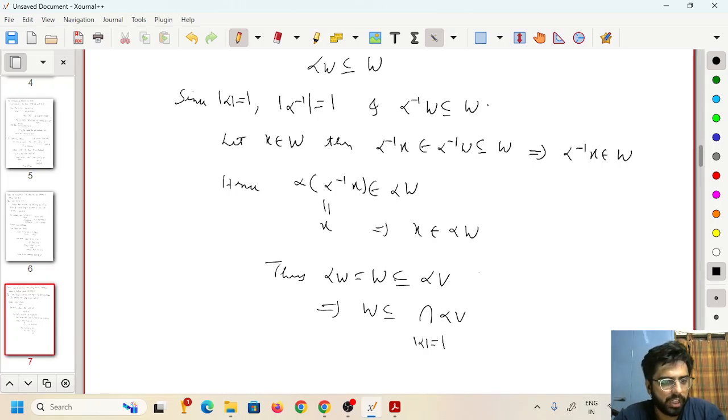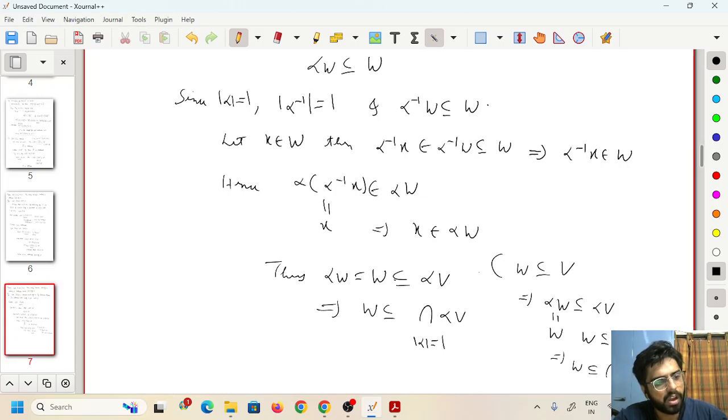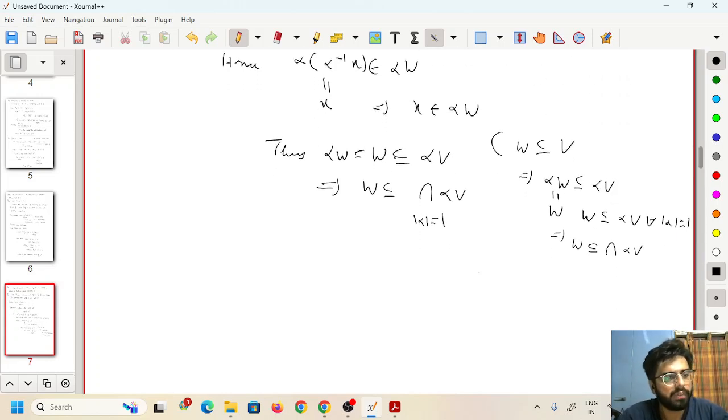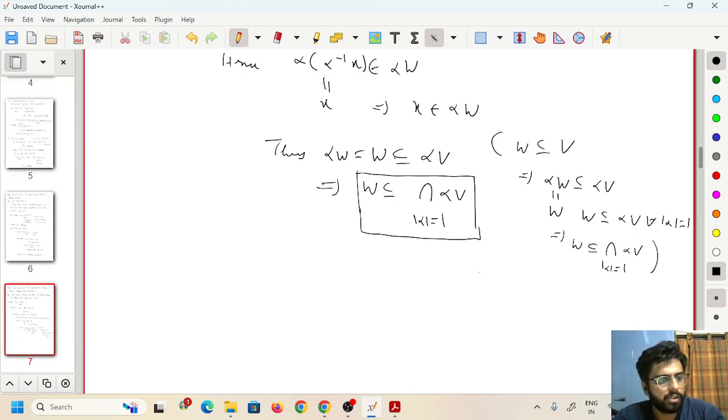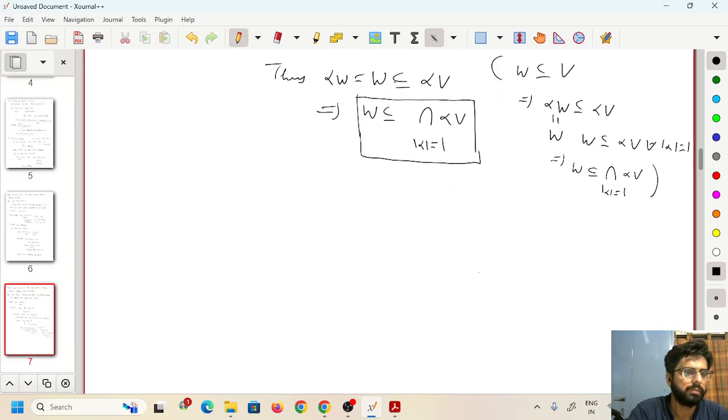Did you understand what we did here? Right, W is contained in V. This implies alpha times W is contained in alpha V, right? But this alpha W is nothing but W. So W is contained in alpha V for every mod alpha equal to 1. This implies W is contained in the intersection of alpha V where mod alpha is equal to 1, right? So this is what we have done here. So W is contained in the intersection of alpha V, mod alpha equal to 1.